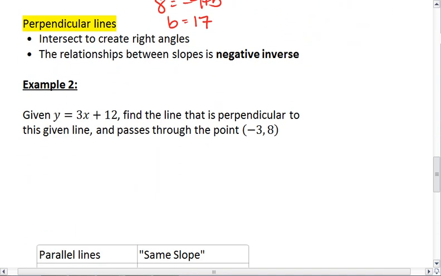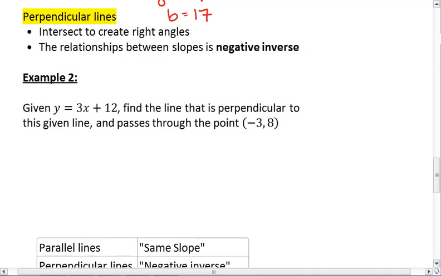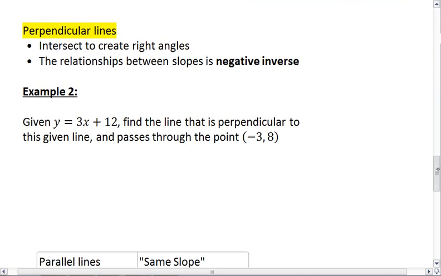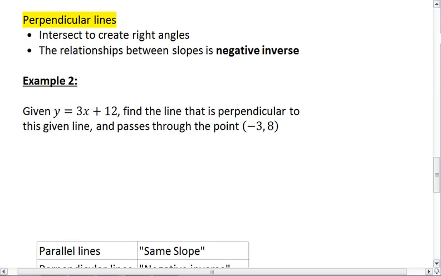Next, we'll talk about perpendicular lines. Perpendicular lines are a special kind of intersecting lines. They're lines which intersect and create a right angle.